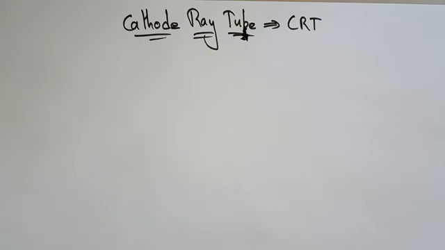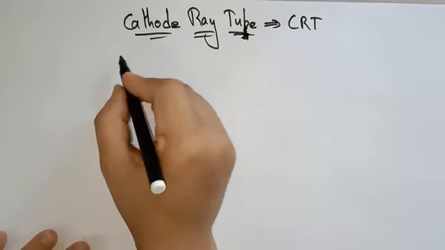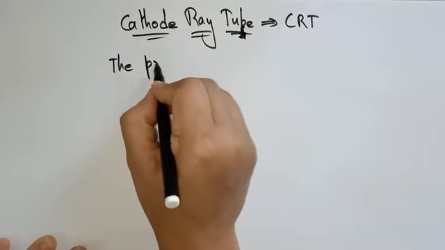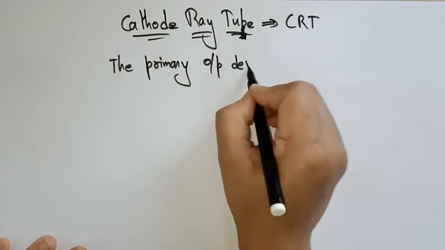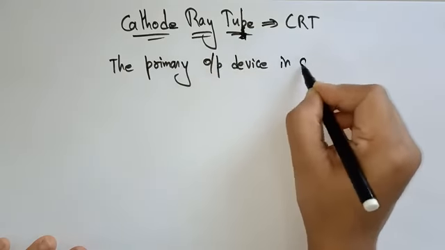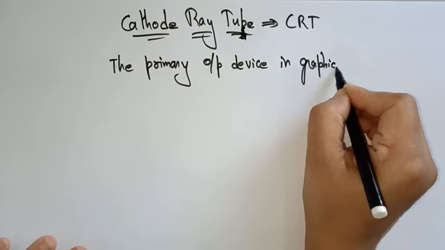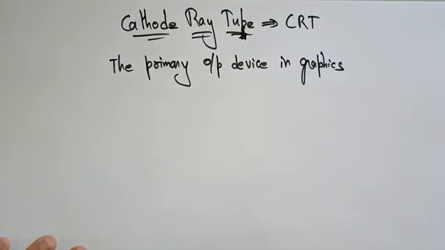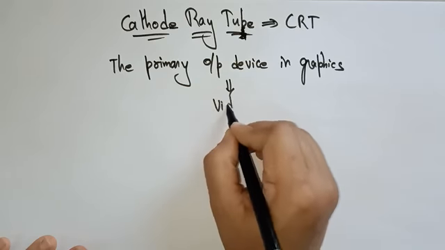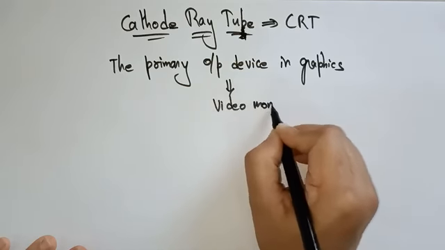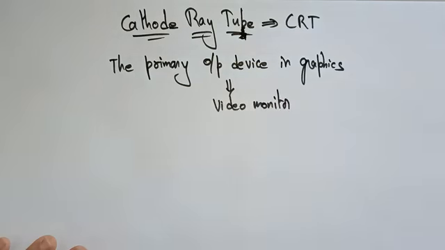What is the primary output device in graphics? First of all, tell me what is the primary output device. So that is nothing but a video monitor. Right or wrong? It is a video monitor. The primary output device in a graphics system is the video monitor.